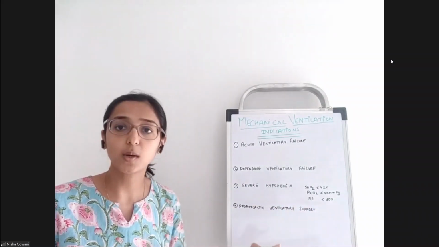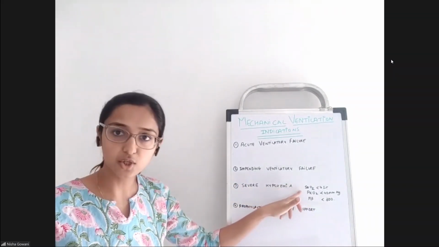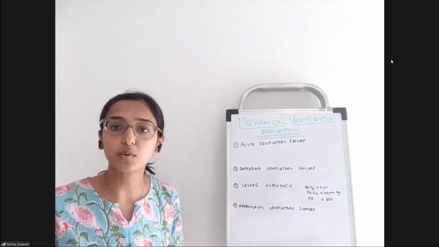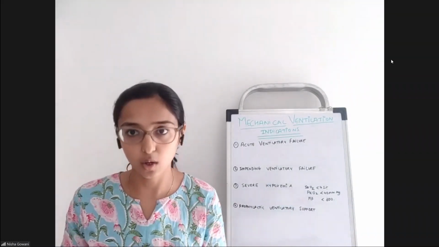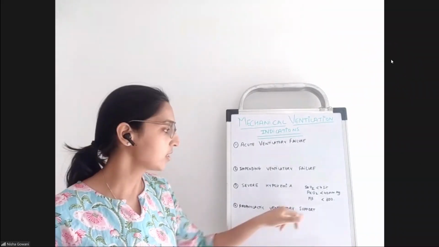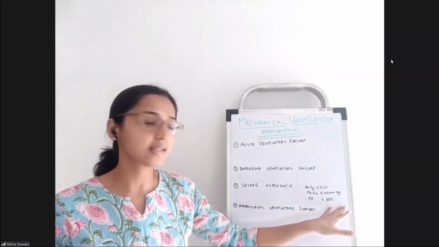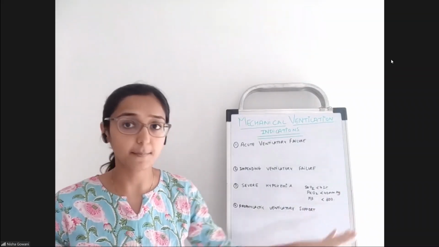What is this PF ratio? It is the PaO2, which I mentioned up here, right, by FiO2 ratio. FiO2 is the fraction of inspired oxygen that the patient is requiring. All right. So that is the PF ratio. If that goes less than 300, the patient is in severe hypoxemia.